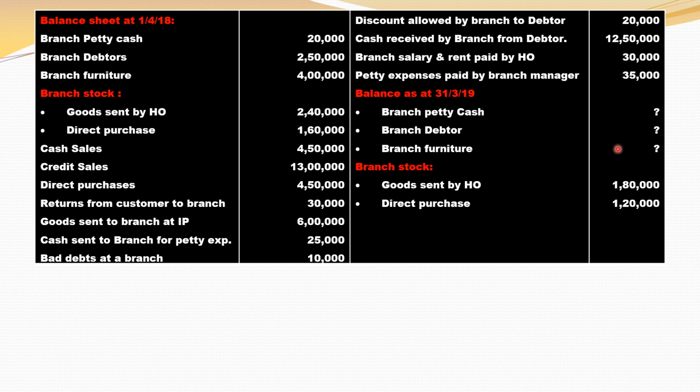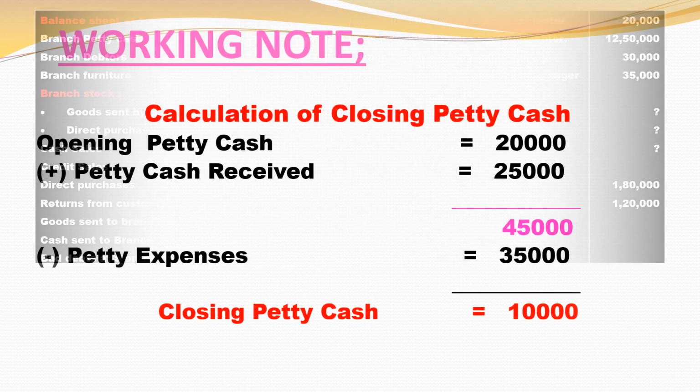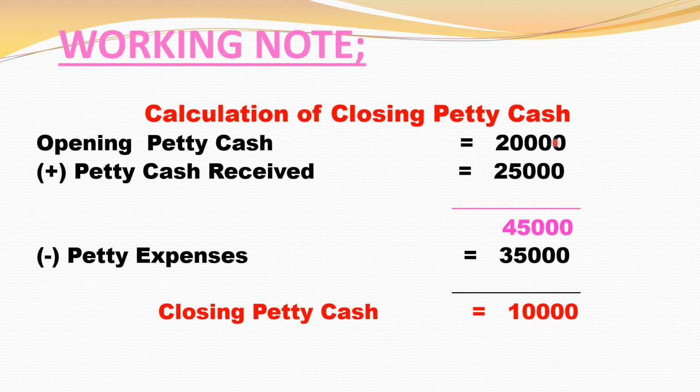So you need to find the closing debtor by preparing debtor account. Then deduct depreciation from opening furniture, you get furniture closing value. Then we have two branch closing stocks. One closing stock is out of goods sent by head office. Another closing stock is out of direct purchases. This is how you calculate closing petty cash. You had 20,000 at the beginning, opening, plus you received 25,000. So totally you get 45,000. Less petty expenses 35,000. So you get net 10,000 as closing petty cash.